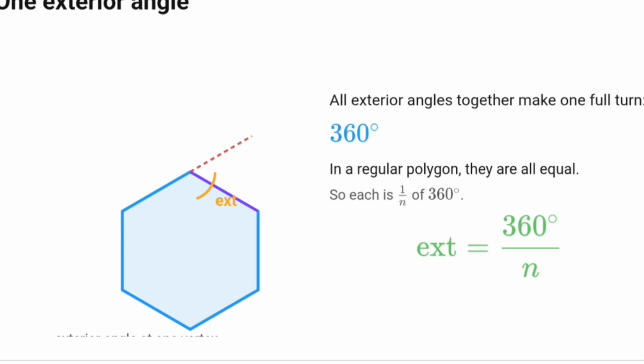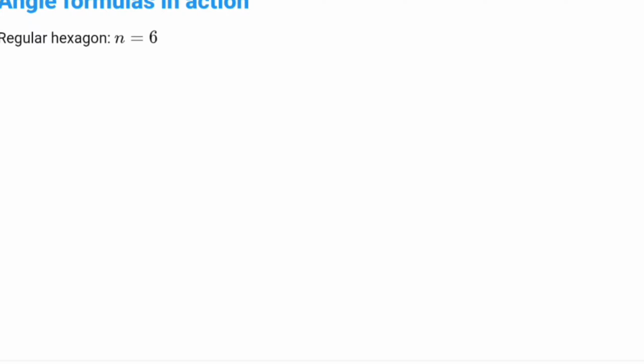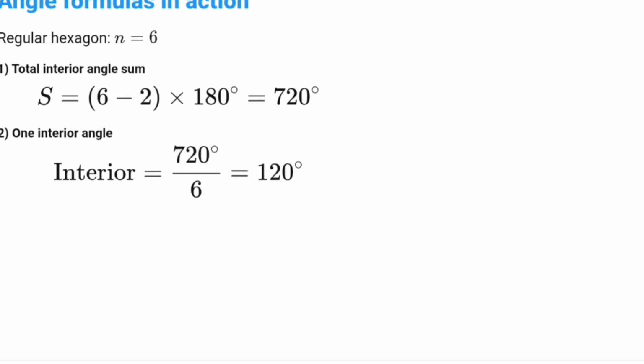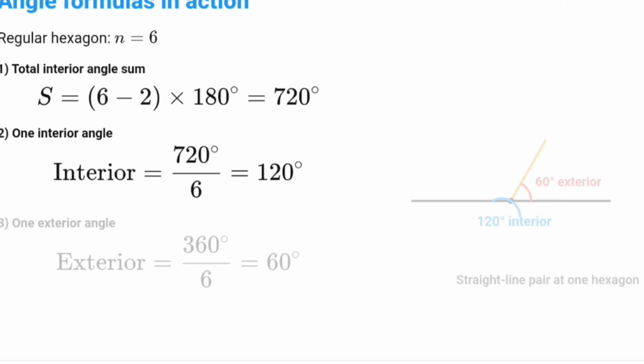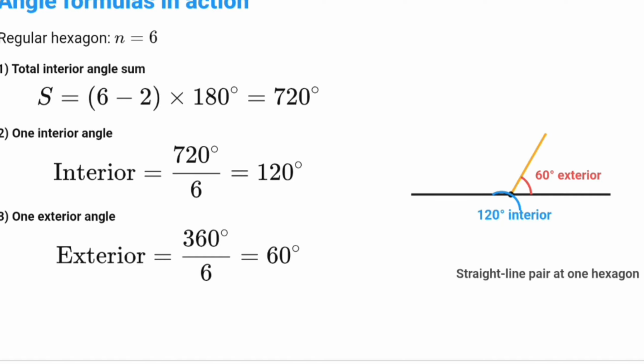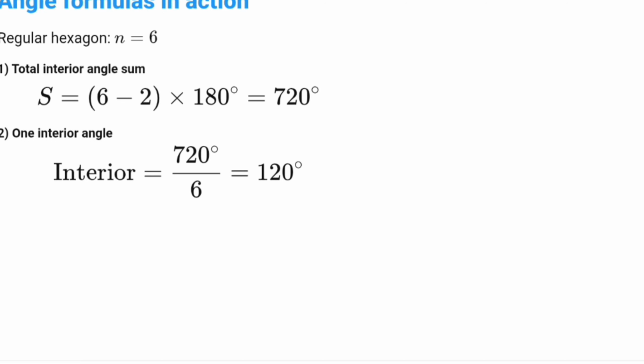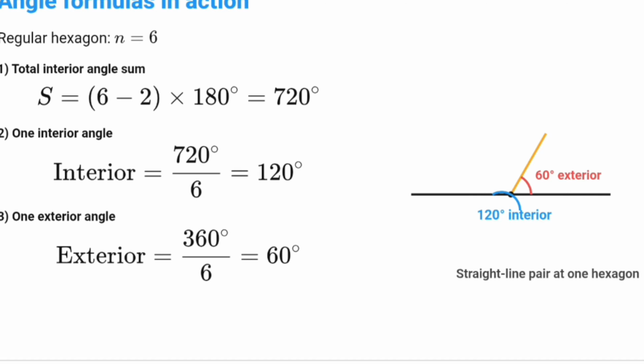For a regular hexagon, n equals 6. So the total interior angle sum is (6 minus 2) times 180 degrees, which is 720 degrees. Dividing by 6 gives one interior angle of 120 degrees, and 360 divided by 6 gives one exterior angle of 60 degrees.